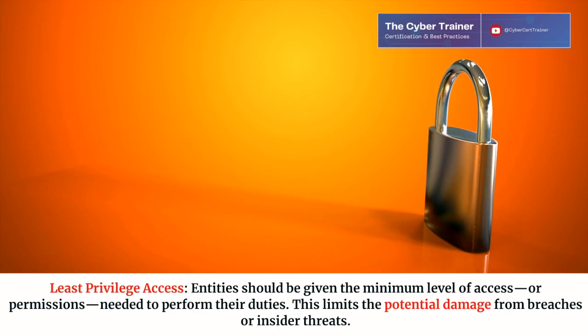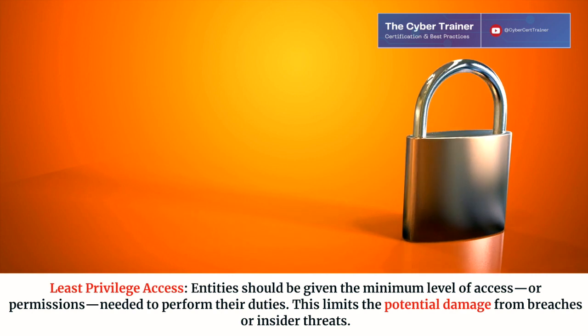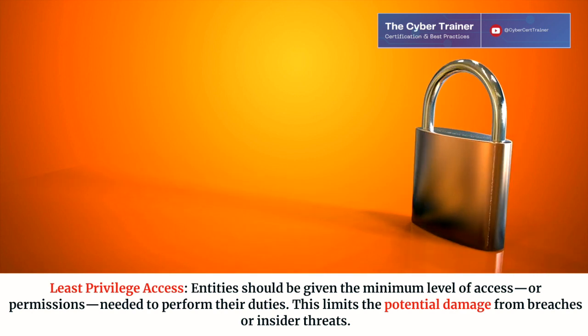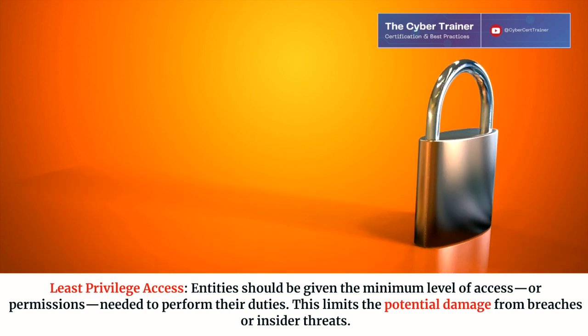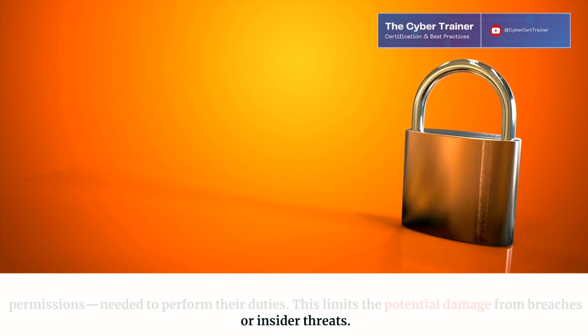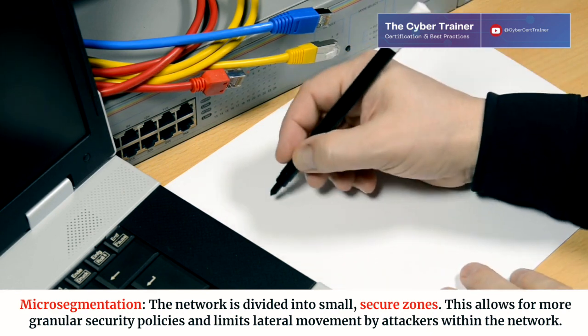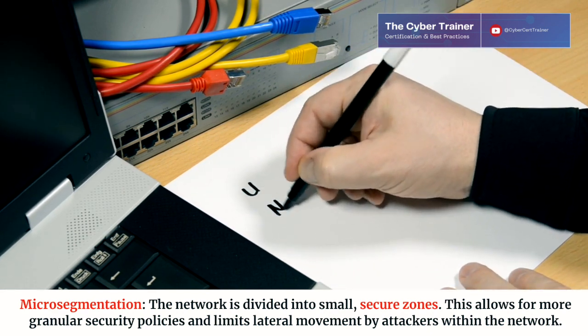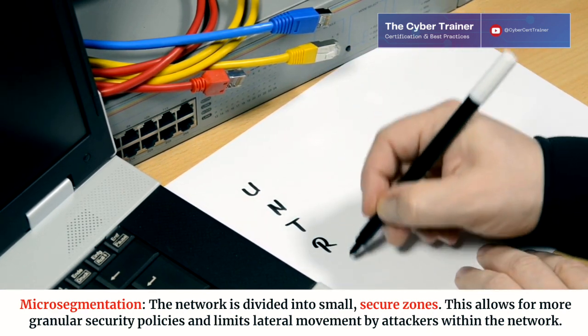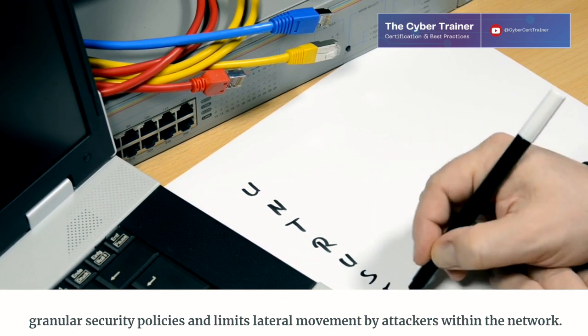Least privilege access. Entities should be given the minimum level of access, or permissions, needed to perform their duties. This limits the potential damage from breaches or insider threats. Microsegmentation. The network is divided into small, secure zones. This allows for more granular security policies and limits lateral movement by attackers within the network.